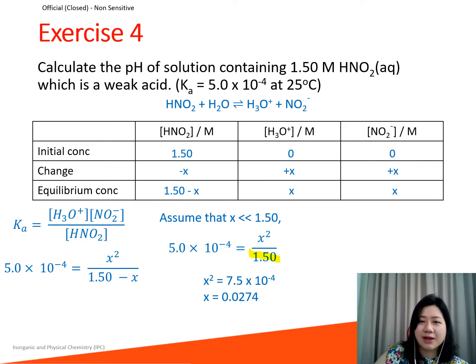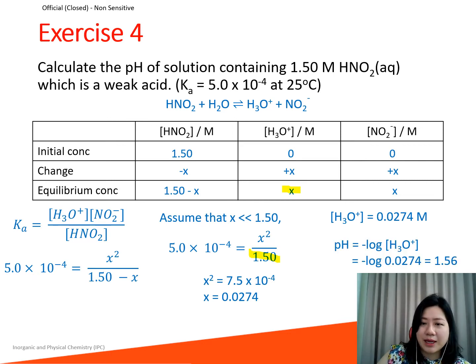Now that we know the value of x, we know the H3O+ concentration, because H3O+ concentration is X at equilibrium. Then we can now calculate the pH using negative log H3O+, and the pH is 1.56.